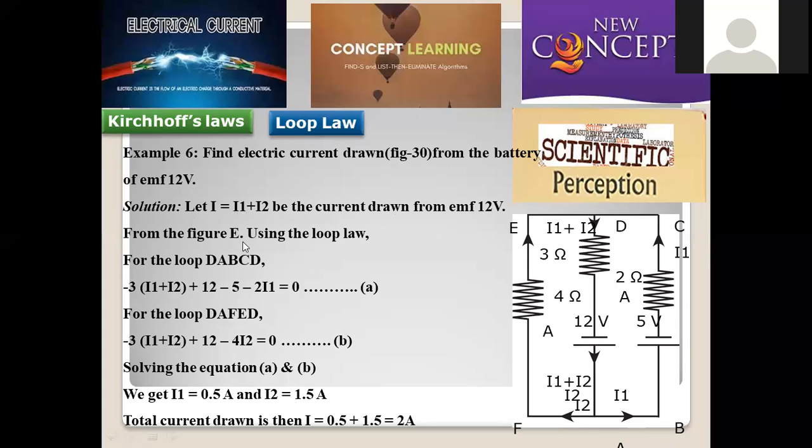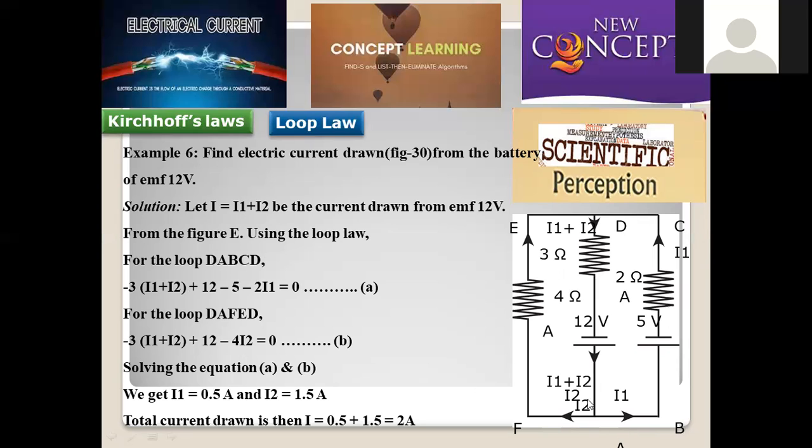So here it depicts 12 volts of current, and using Loop's law, the D-A-B-C-D circuit was taken. Where does the loop start? It starts from the point D. D to A. Where is point A? Here. D to A, B, C, and D. This is the loop we are going to consider.